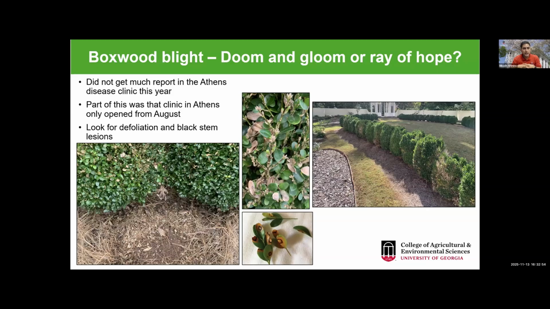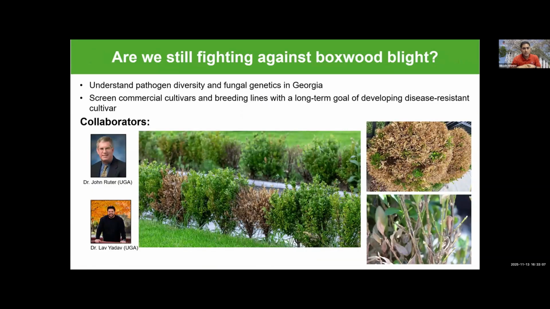But all you need to do to identify this disease is look for the defoliation. It will massively defoliate the plant, and then you can see the black stem lesions. Those are the characteristic symptoms of Boxwood blight. And then I really want to work further on understanding the pathogen diversity, what species and what different diversity are prevalent in this specific pathogen. So that's what I wanted to understand here in Georgia.